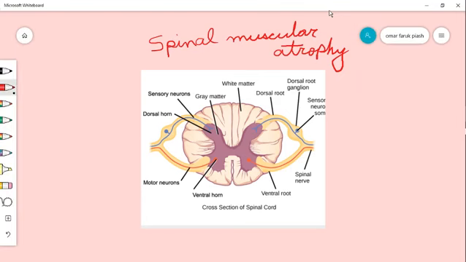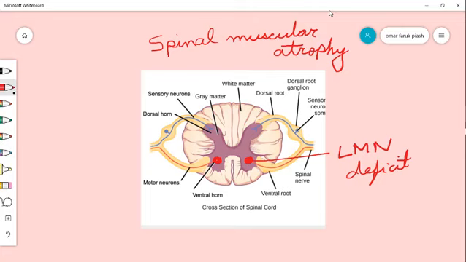Spinal muscular atrophy, also known as Werdnig-Hoffmann syndrome. Here the anterior horn is involved. As there is involvement of anterior horn, there is lower motor neuron type of deficit, but the dorsal column is spared, so fine touch, proprioception, and 2-point discrimination are not lost.